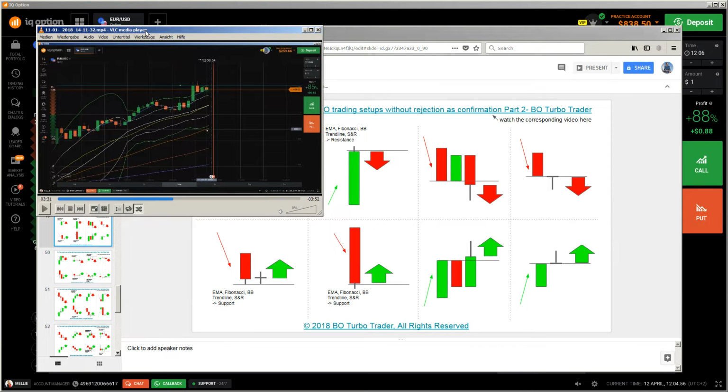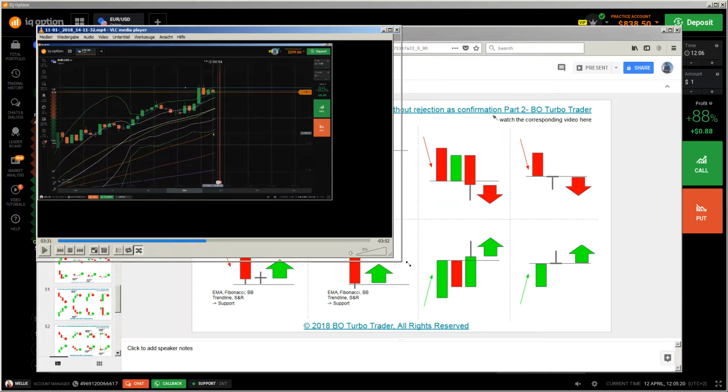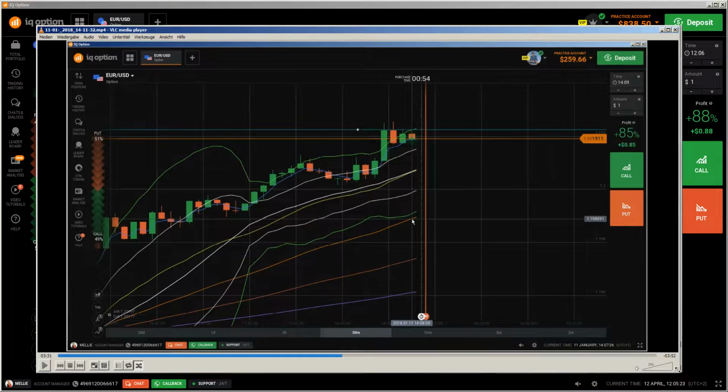This here, this is this. You see here, we have a red, a green, a red, and this red should close below this level here. Then we have this setup here. We have a downtrend, and the downtrend started now. You see we got here a reversal on the Bollinger Band above, and that is the initial of an upcoming downtrend.